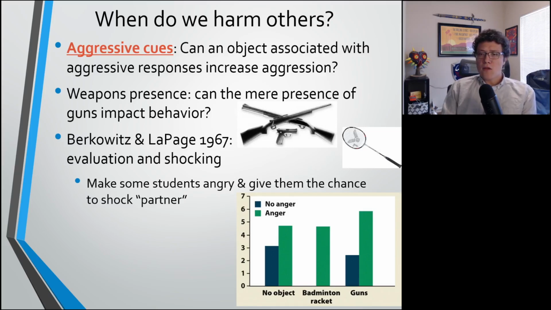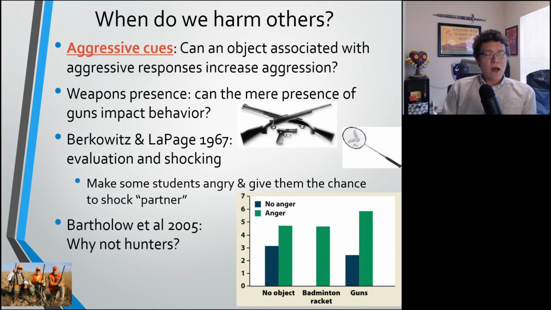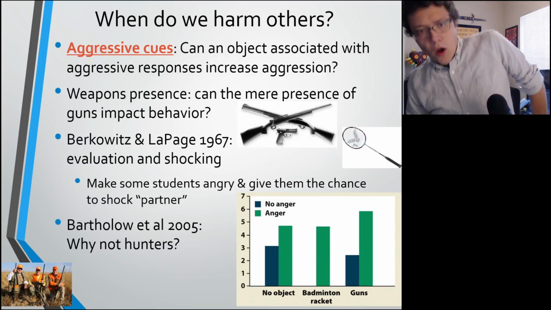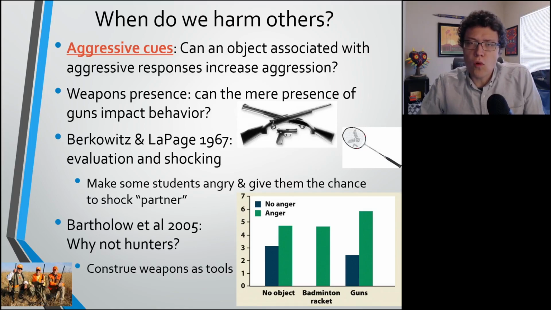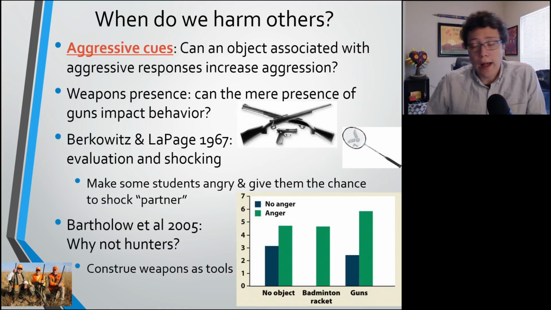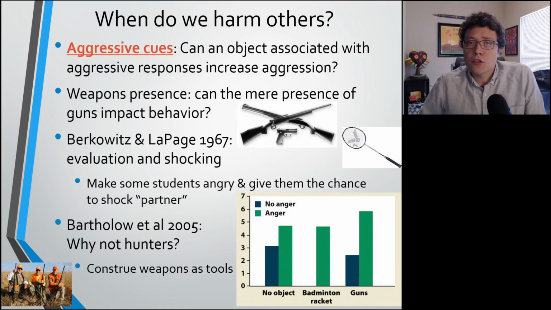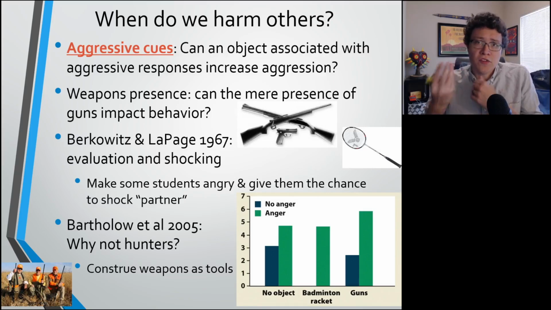But Bartholomew and a couple of colleagues found this interesting finding with hunters: hunters don't see these guns as aggressive. Why? Well, it's pretty easy when you think about it. These hunters are using guns as tools, not as aggressive weapons. While it may be aggressive to shoot and kill an animal, by the definition of aggression it's not exactly out of malice. It's more out of, if you're a hunter doing this for food, just the natural life cycle.